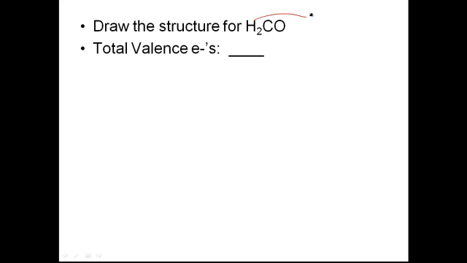H2CO. Hydrogen's 1 times 2. There's 2. Carbon's 4. Oxygen's 6. Adds up to 12 electrons. Now, hydrogen is never in the center. Carbon usually is. So put carbon here. You could put a hydrogen here, you could put an oxygen down here.